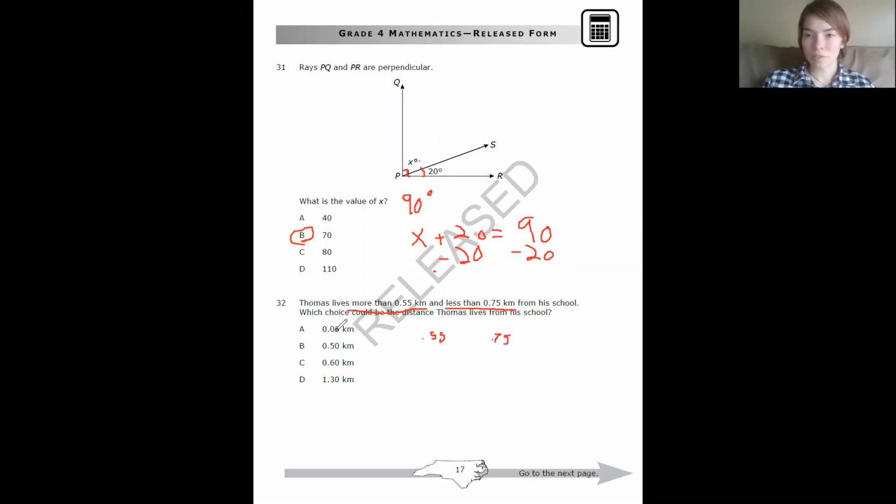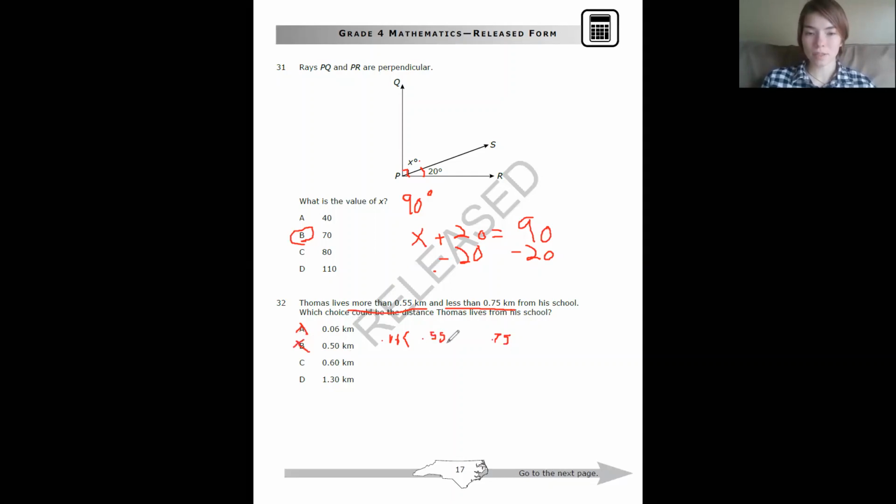we have to figure out which of these numbers works. So if we look at choice A, 0.06 kilometers, 0.06 kilometers is like 6/100ths of a kilometer. That's really small. So that's going to be a lot less than 0.55. So that's not going to fulfill the requirement of having to be greater than 0.55, so that answer isn't going to work. 0.5 kilometers is also going to be less than 0.55 kilometers. So that answer isn't going to work.